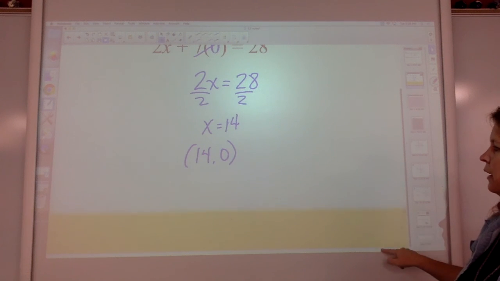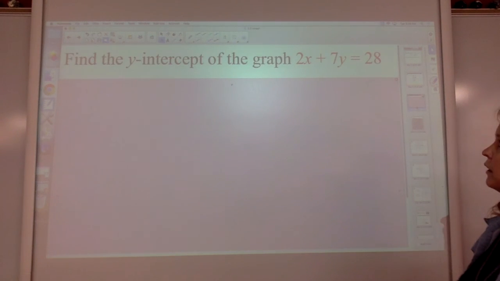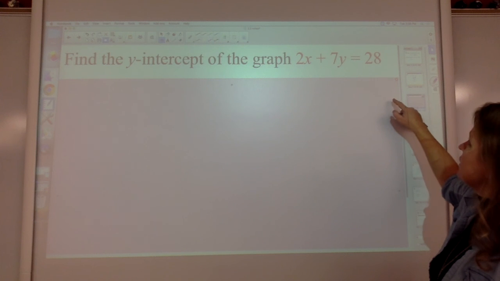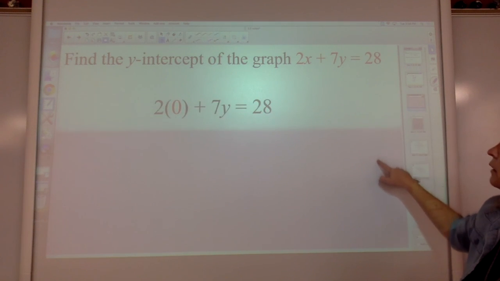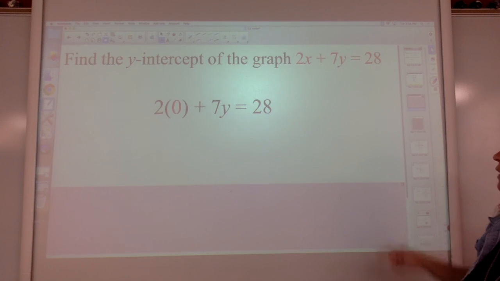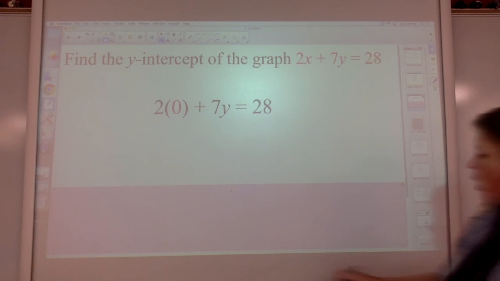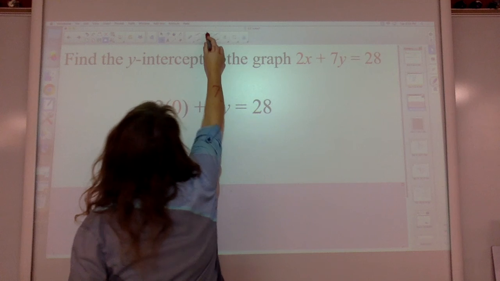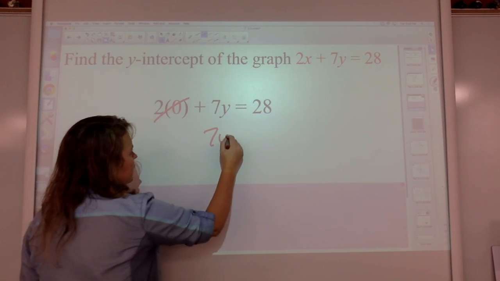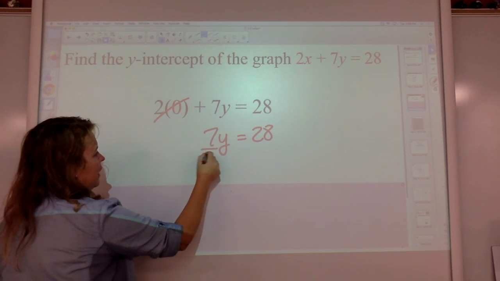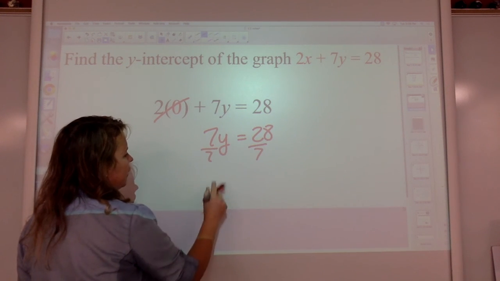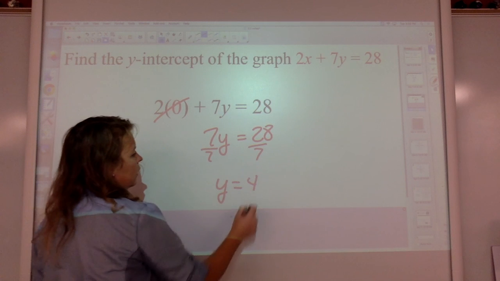Okay, then it's going to ask you to find the y-intercept of that same graph, 2x plus 7y equals 28. This time the x turns into a 0. 2 times 0 plus 7y equals 28. When the x turns into a 0, it's gone, and all you're left with is 7y equals 28. Divide by 7 on both sides, and you find out that y equals 4.